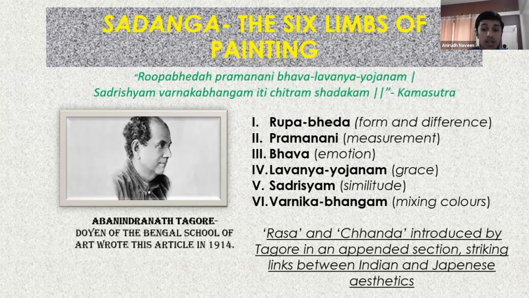Then you have concepts like Rasa and Chanda that are introduced by Tagore in an appended section, wherein he strikes links between Indian and Japanese paintings, Indian and Japanese aesthetics. Here's where he says that Rasa and a concept called ki in Japanese are very closely linked. This is a very important work, and even the reaction to this is very revealing, because not everyone accepted this wholeheartedly. There was a group of archaeologists, like Akshay Kumar Maitreya, who was very critical about this. He said, how can you give such a very abstract definition for all of this? You need to be more concrete. You need to take more evidence from our Natya Shastras.